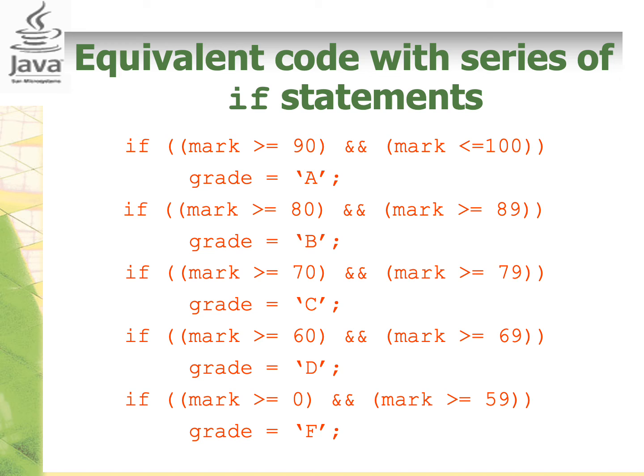Instead of using multiple if-else, we can rewrite the code to only use if statements. This will also give the same result. We combine two expressions as the conditions to have the correct range. For example, if mark larger than or equal to 90 and mark less than or equal to 100, this is the range of 90 to 100.